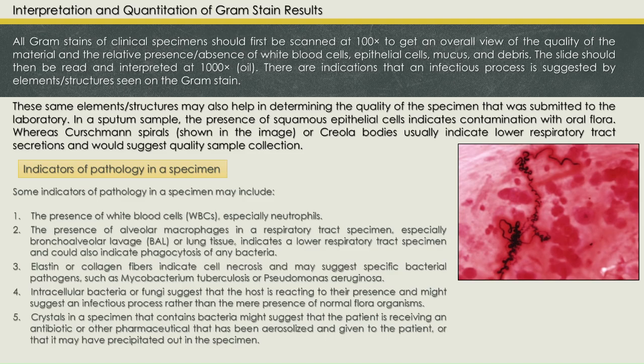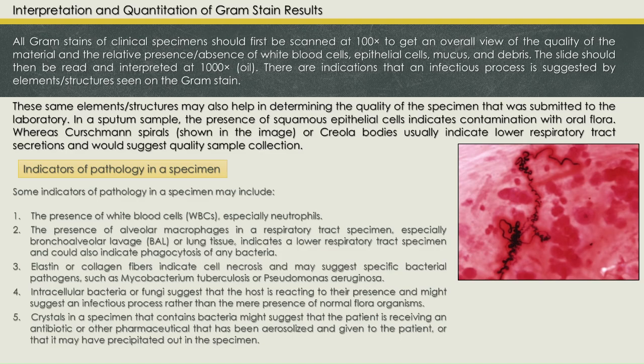Some indicators of pathology in a specimen may include: 1. The presence of white blood cells, WBCs, especially neutrophils. 2. The presence of alveolar macrophages in a respiratory tract specimen, especially bronchoalveolar lavage, BAL, or lung tissue, indicates a lower respiratory tract specimen and could also indicate phagocytosis of any bacteria. 3. Elastin or collagen fibers indicate cell necrosis and may suggest specific bacterial pathogens, such as Mycobacterium tuberculosis or Pseudomonas aeruginosa.